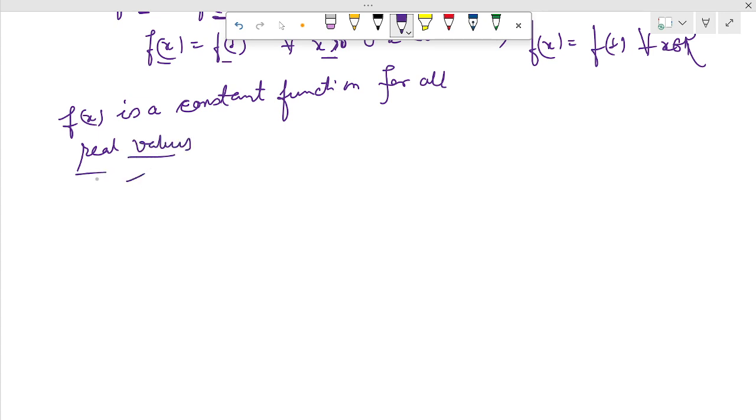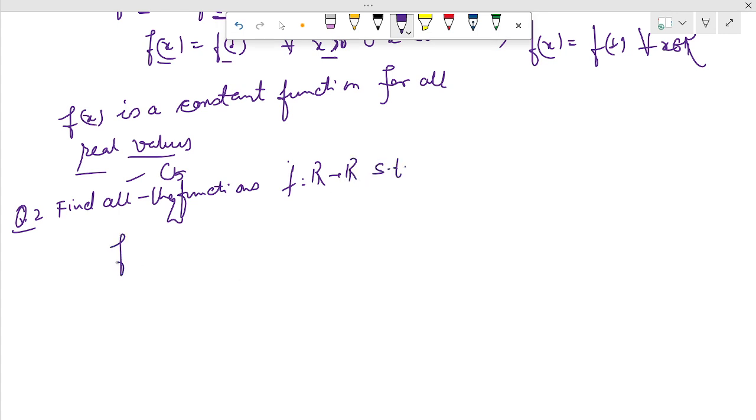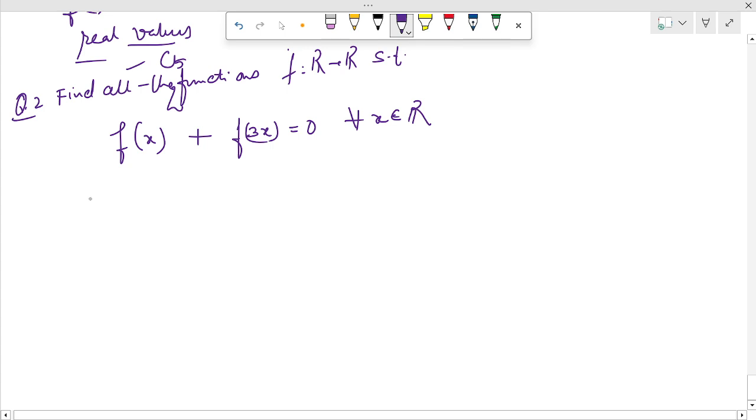Okay, so this is one of the important questions. Again, I'll try to solve a few questions based on such an approach, and this will help you a lot. So let me do another question for you. We want to find all the continuous functions from R to R such that f(x) plus f(3x) is equal to 0 for all x belongs to R.